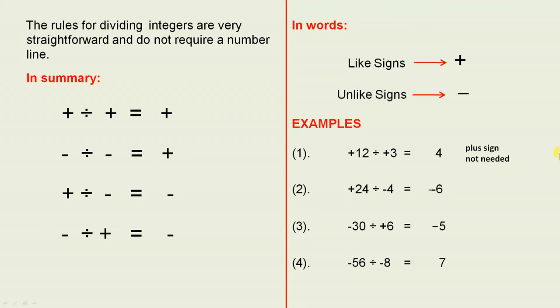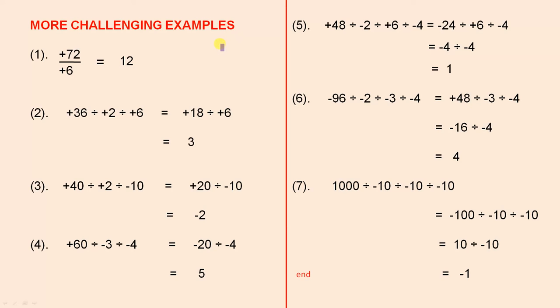Let's look at the next slide where we might have some examples which are a little bit more challenging. So some more challenging examples. Now sometimes you can have division like this in the form of a fraction. See with that line there. So plus 72 over plus 6 means plus 72 divided by plus 6. And if you know your tables well, 6 12s are 72, so the answer is 12.